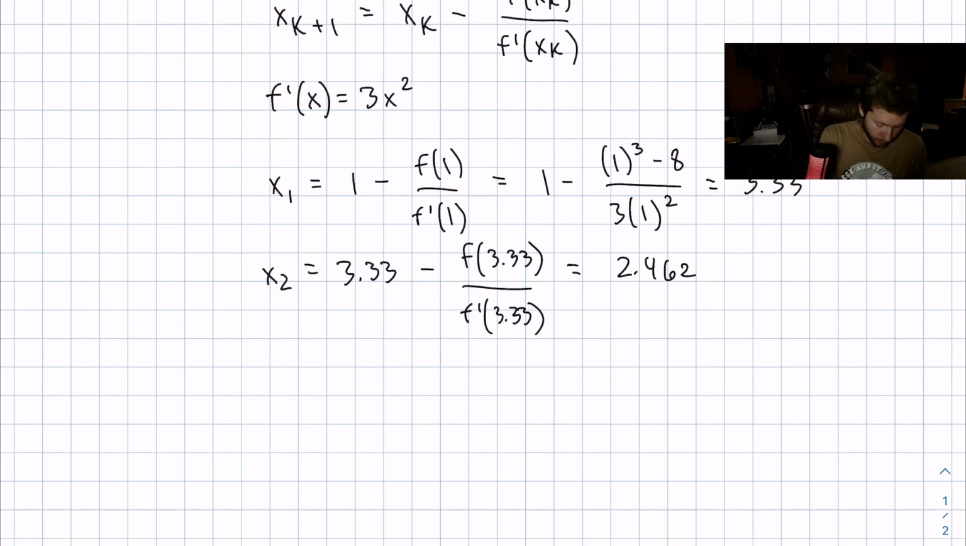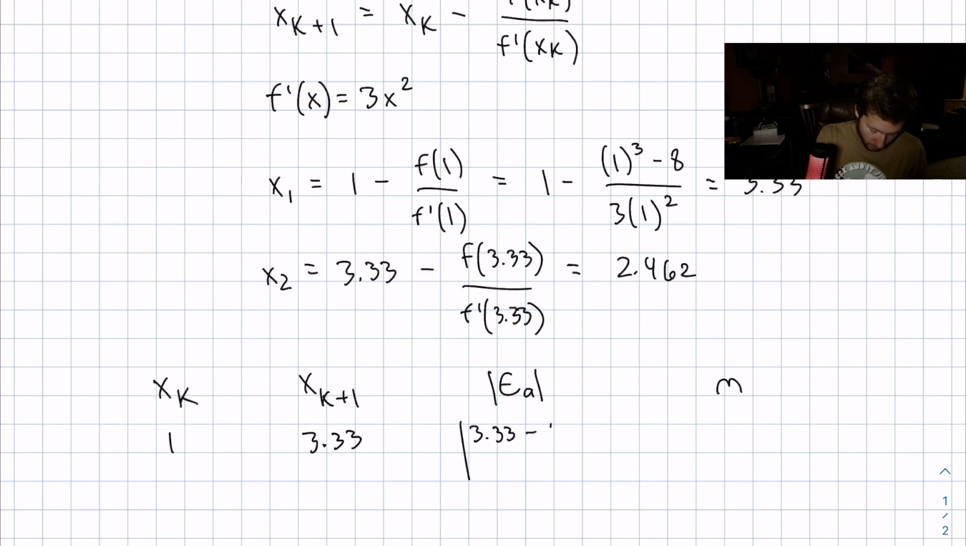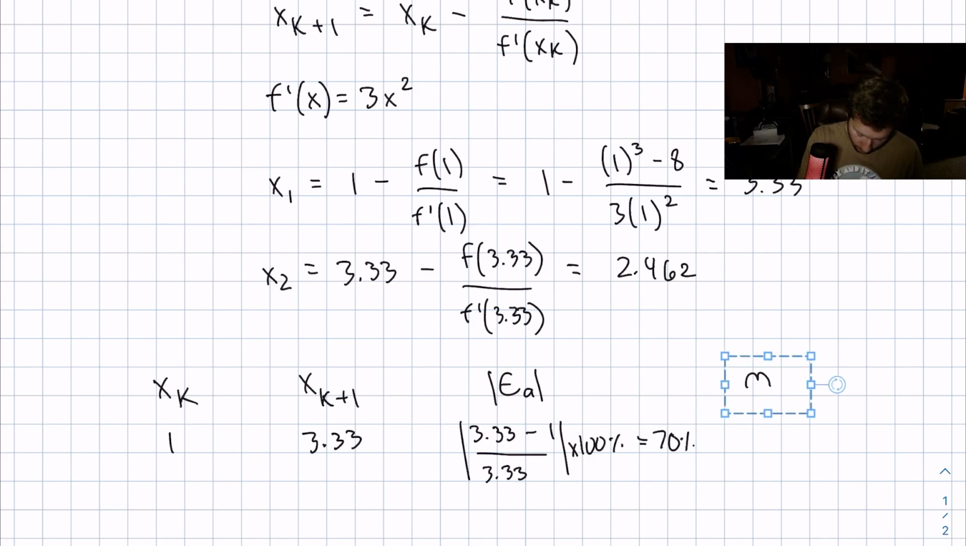So now I'm going to set up a table that'll kind of help us organize the important things that we need to know. So we got x of k plus 1, our error, and m to mean how many significant digits we have correct. So with our first x, we had 1, which gave us 3.33. So to find our error, we're going to take our new value of x minus our old over our new times 100%, which will give us about 70%. That means we have no significant digits correct.